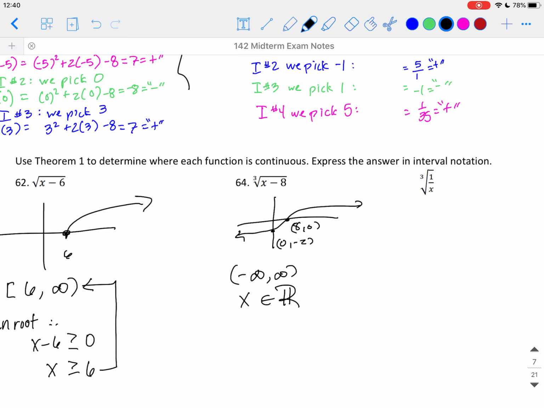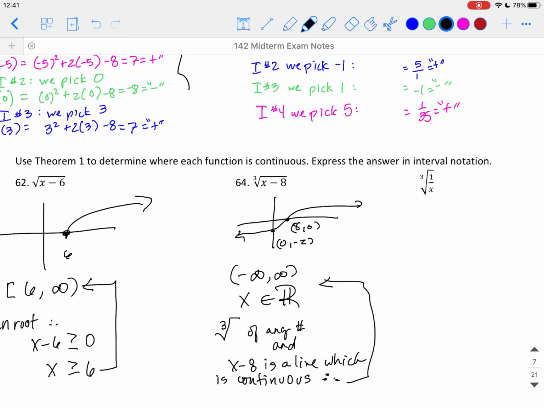What does theorem 1 say? So you can take the cube root of any number, as long as you look at whatever's inside. And since you can take the cube root of any number, and x minus 8 is a line, which is continuous. Therefore, technically, this is our answer without using the graphing calculator.